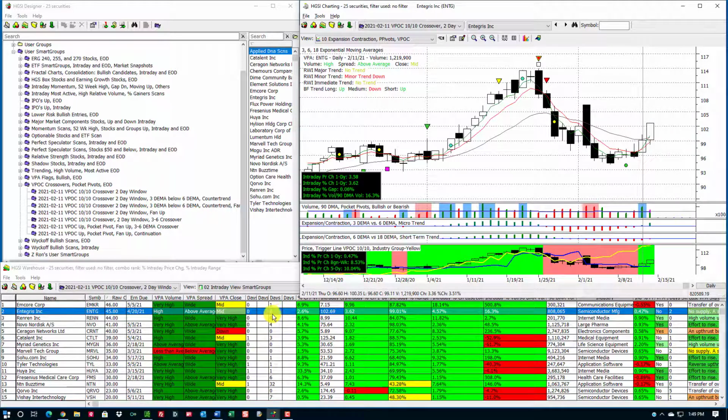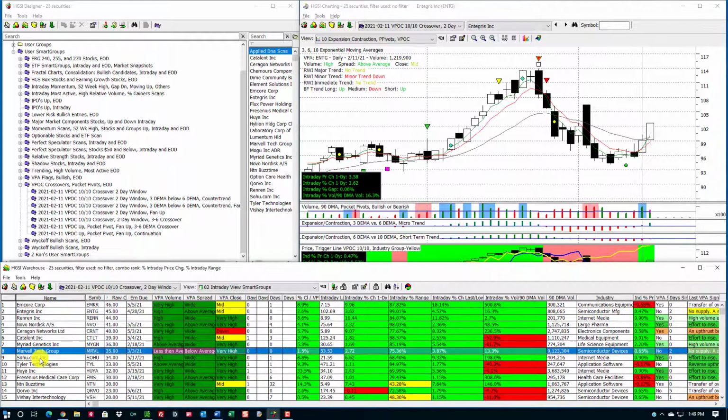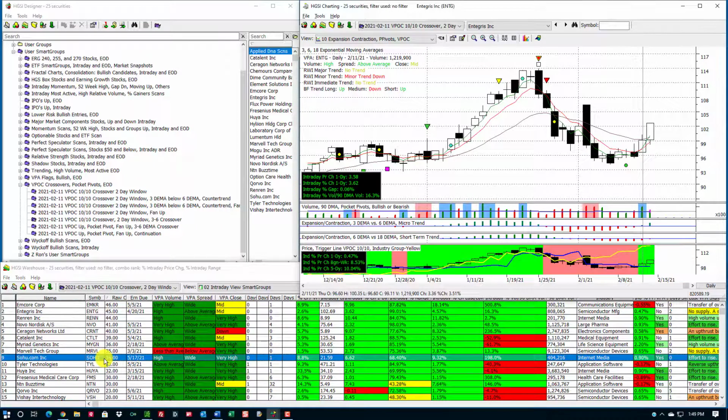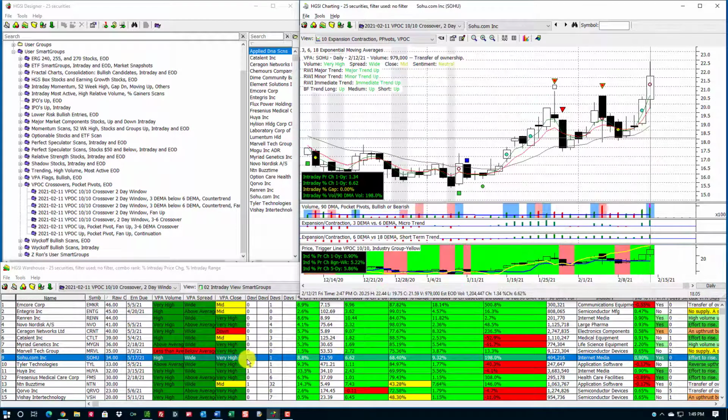Okay, the VPOC is positive. It crossed over today along with the 3 and 6. So another good trade today in a flat market. I'll go down a little. Let's go down and look at this Sohu.